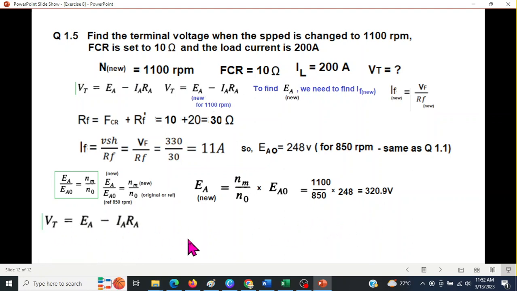And so plugging in this formula now, 320.9, current is given fixed 200, RA is fixed. So VT new will be 270.9 volt.